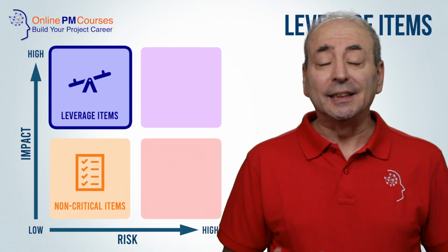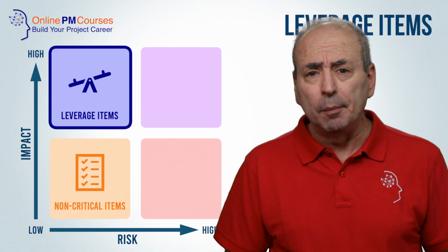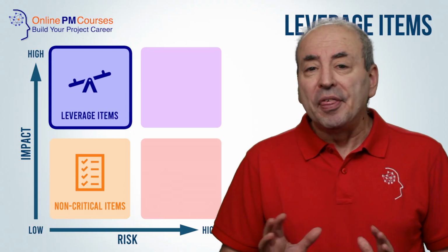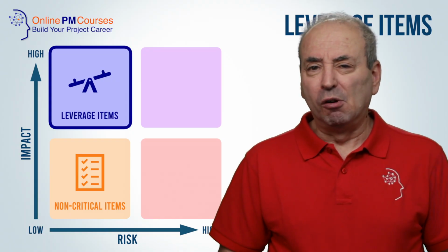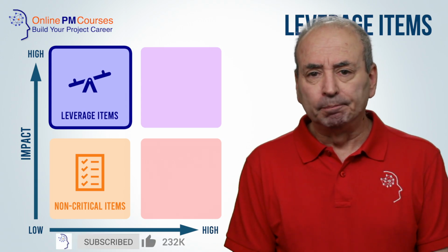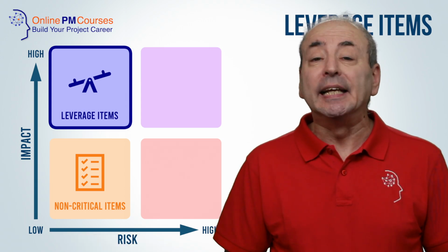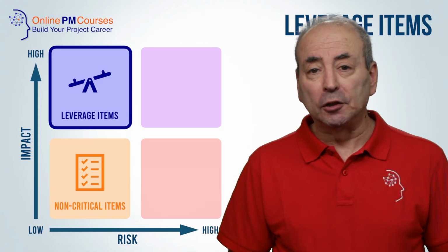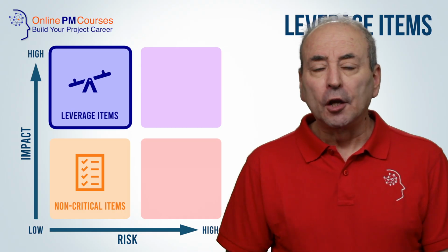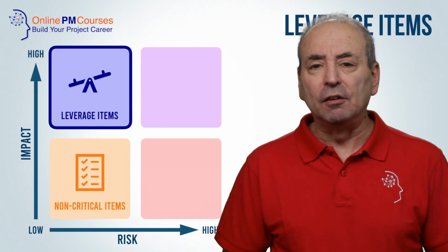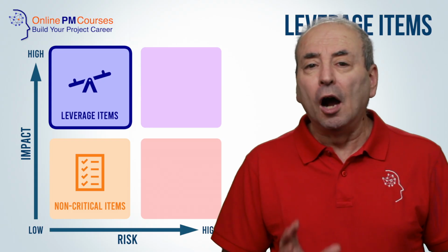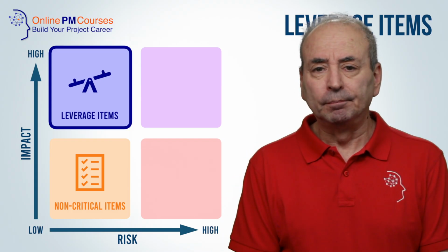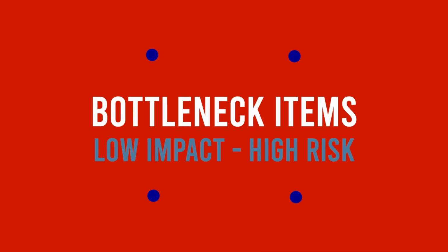In the project context, these tend to be standard materials that are available from multiple suppliers, or services where there is fierce competition for what is fundamentally a commodity service. The strategy here is to negotiate hard. Exploit your purchasing power to drive costs down. Use competitive tendering and standard forms of contract. Don't try to over-engineer the relationships for these types of services. Our third quadrant is the bottleneck items.